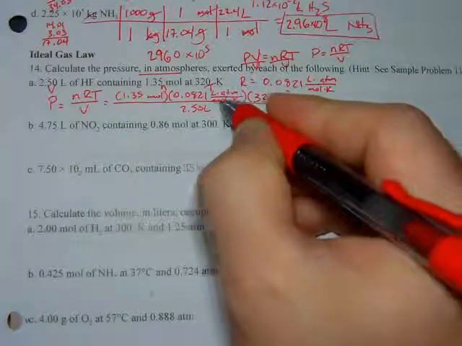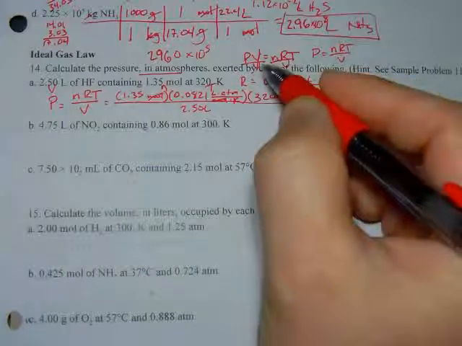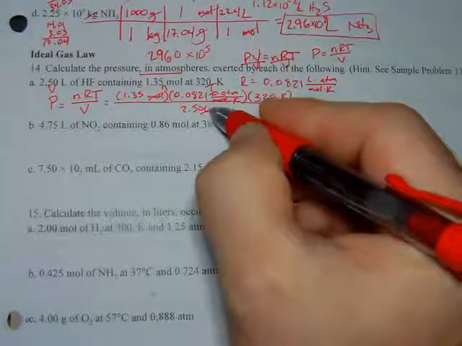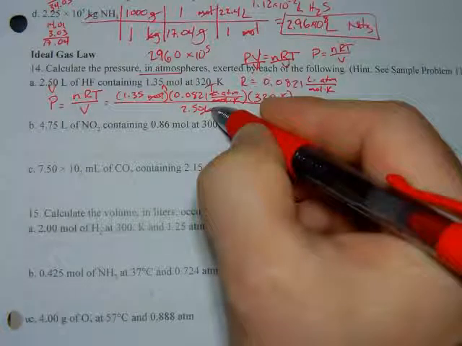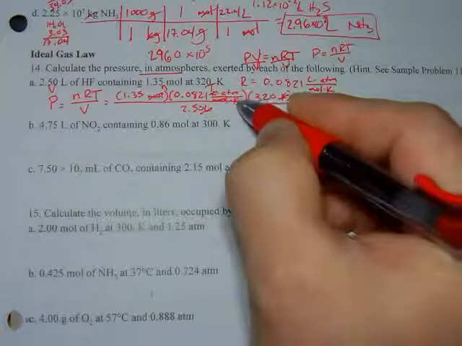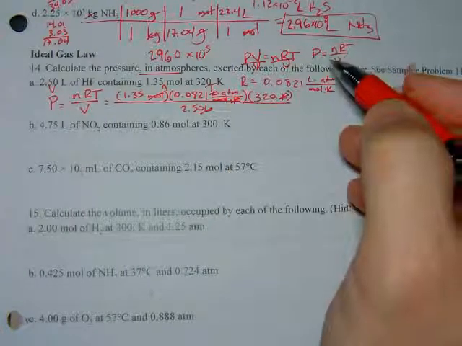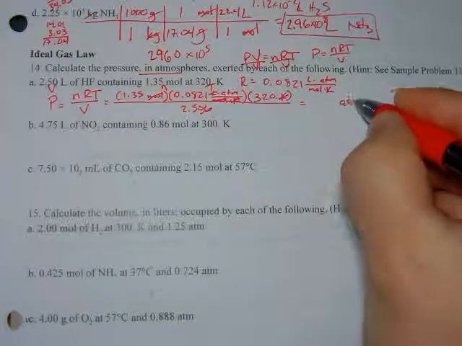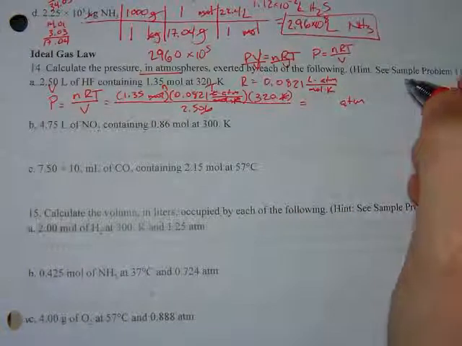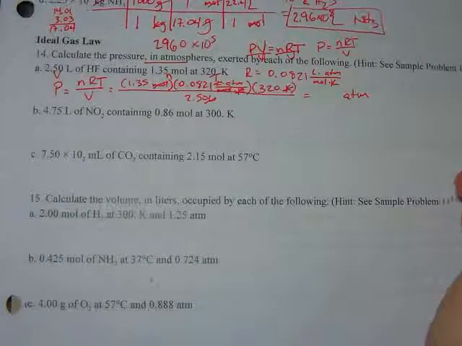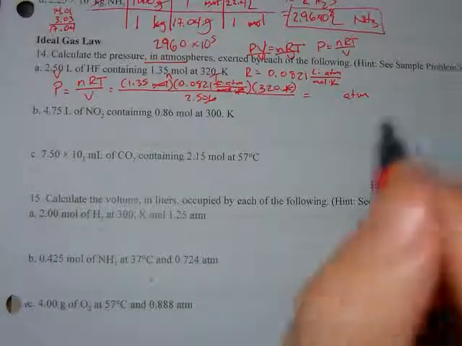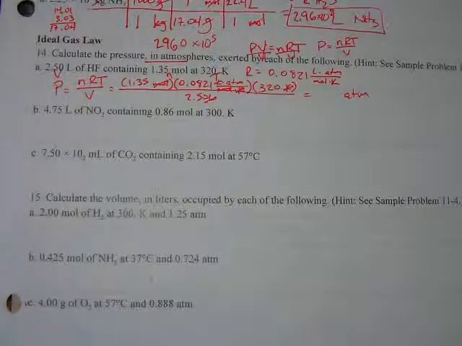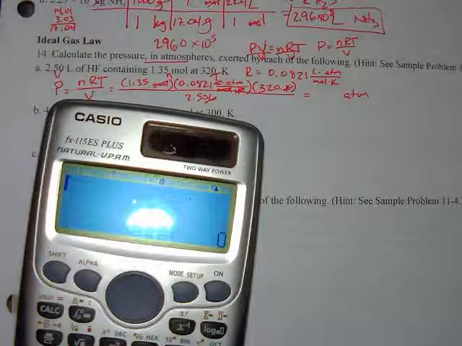Notice I have moles in the numerator and moles in the denominator. They cancel, they go away. Notice I have liters on the numerator and the denominator. They go away. Notice I have Kelvins on the numerator and the denominator. They go away. And you see that the only unit left in this whole gobbledygook is atmospheres, right? So we need to make sure that we're using the right value for R, and this is one of the ways that you can do that.